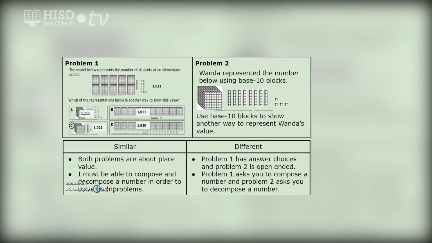So now we're going to look at problem 1 and problem 2. They're similar because both problems are about place value. I must be able to compose and decompose a number in order to solve both problems. How are they different? Problem 1 has answer choices and problem 2 is open-ended. Problem 1 asks you to compose a number and problem 2 asks you to decompose a number.